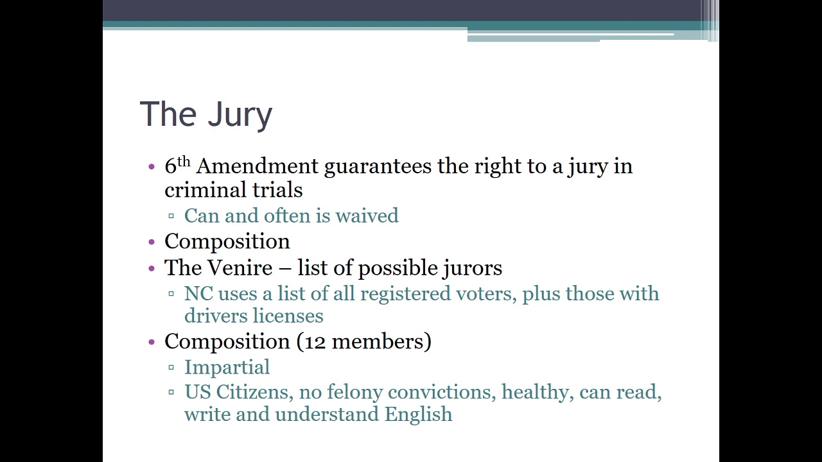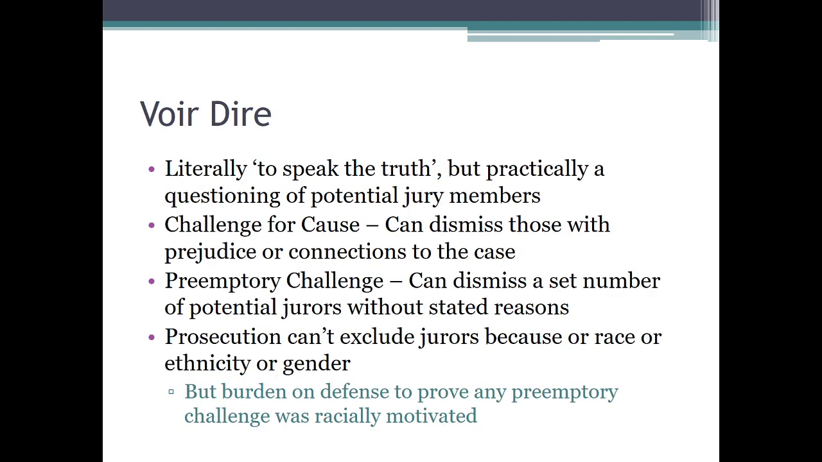Typically, juries are composed of 12 people. At a minimum, you have to be a U.S. citizen. You cannot have a felony conviction. You have to be relatively healthy. You have to be able to read, write, and understand English. After we get the venire, there'll be a jury panel. Let's suppose I'm doing a jury trial, and they'll bring in 18 or 20 prospective jurors.